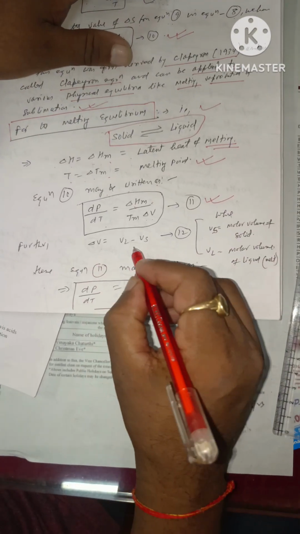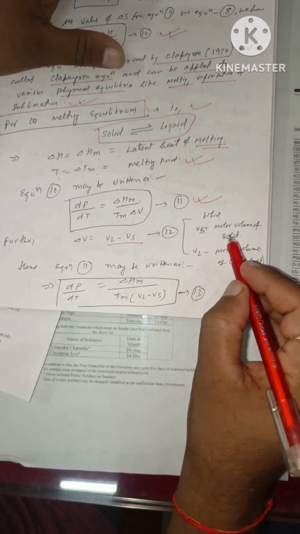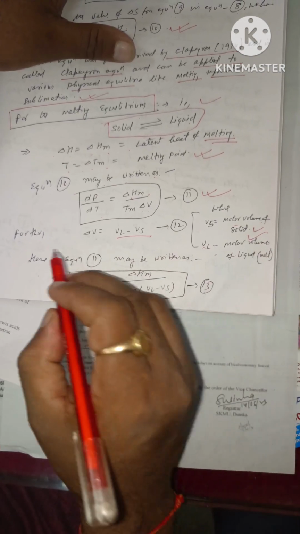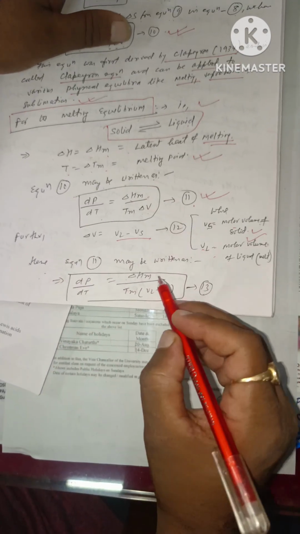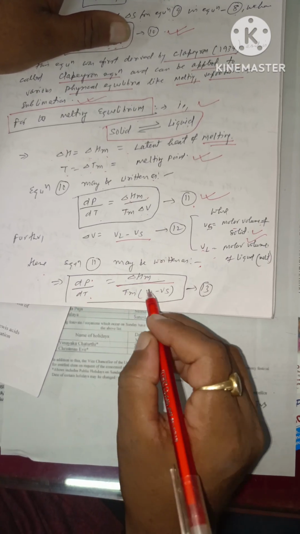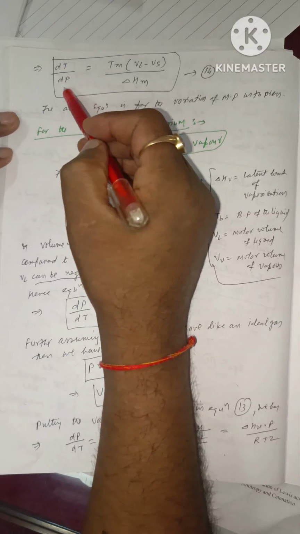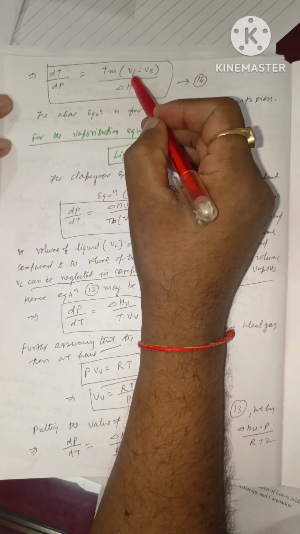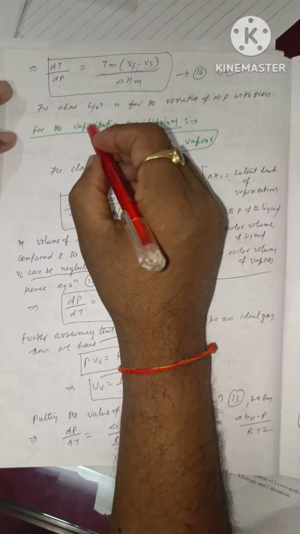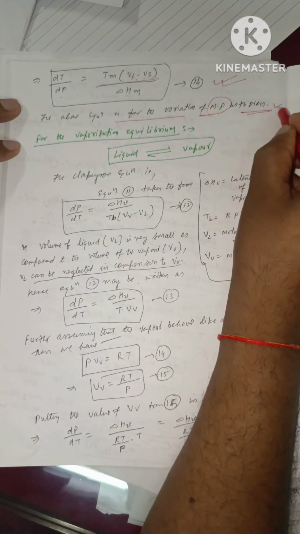Putting delta V is equal to VL minus Vs, where Vs is equal to molar volume of solid, VL is equal to molar volume of liquid, that is, hence equation 11 may be written as dP upon dT is equal to delta H upon Tm (VL minus Vs). Say it equation number 13. dT upon dP is equal to Tm (VL minus Vs) upon delta Hm. Say it equation number 14. This above equation is for the variation of melting point with pressure.